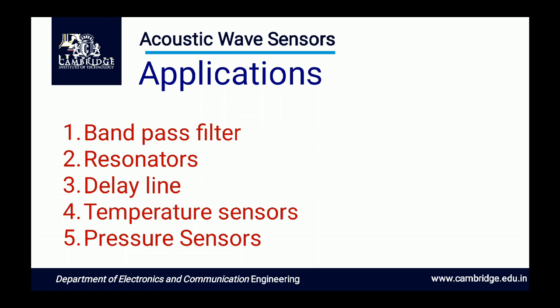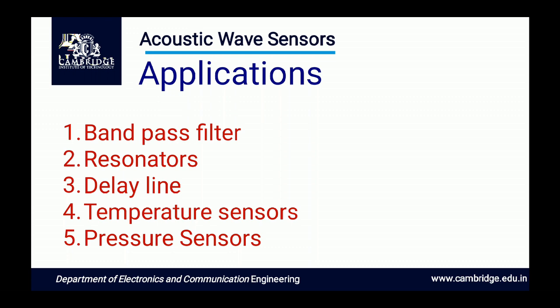That is, the velocity with which the electromagnetic waves move, that is 10 to the power 8 meters per second, is slowed down to 10 to the power 3 meters per second. Right? So there is a reduction of 10 to the power 5 times smaller. So thus you can say that surface acoustic wave devices can be used in delay lines or as delay lines.